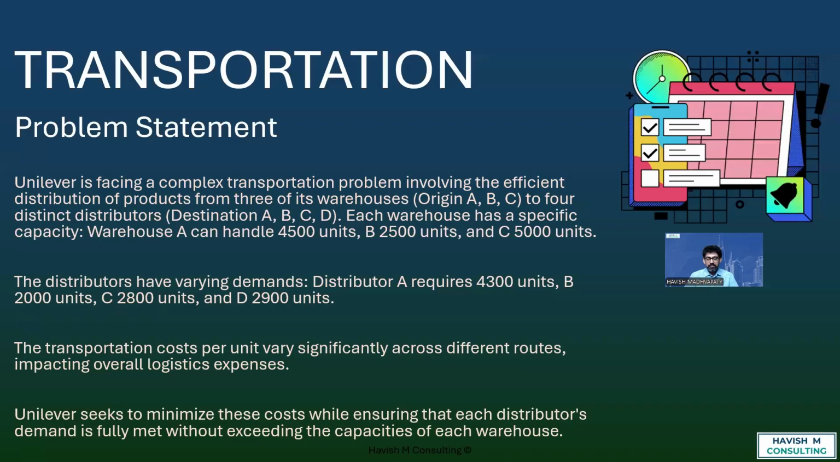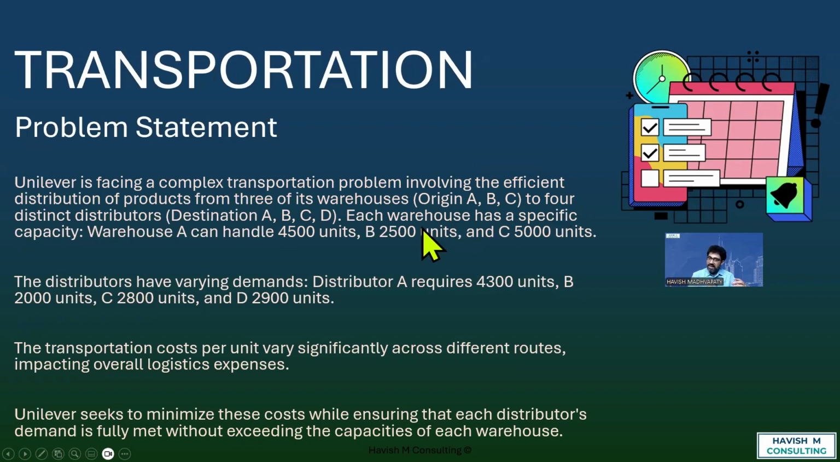Final example. What we are trying to understand is, for Unilever, they have a transportation problem. After all, there's a cost attached to transporting goods. So they want to find the most efficient way of distribution. They have 3 warehouses, A, B, C, and there are 4 distributors, A, B, C, D.